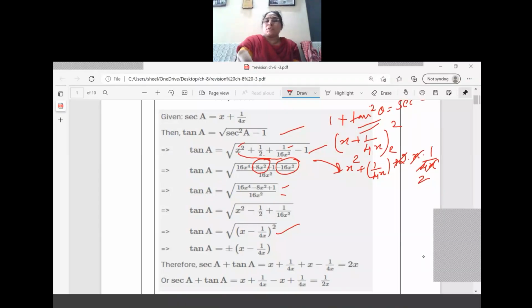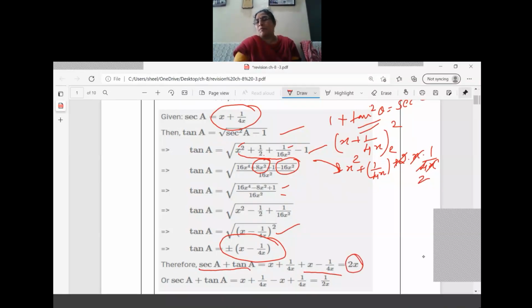So first it was x plus 1 by 4x. Now we got x minus 1 by 4x, but we have to take two values because we are taking a square root. So plus (x minus 1 by 4x) is there, and minus (x minus 1 by 4x) is also there. So we substitute the values: with the plus value in sec A plus tan A, after simplification you get 2x. Then with the minus value, what is the answer? 1 by 2x we are getting.